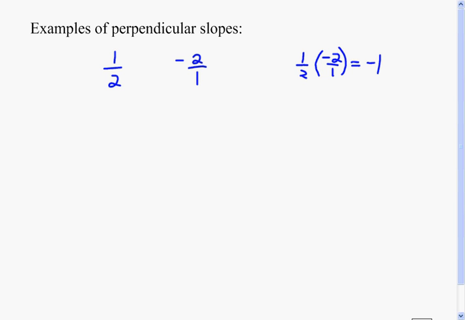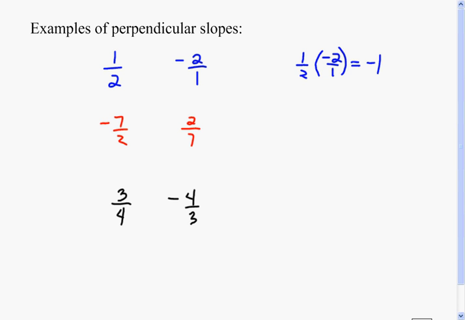Another set. If our original slope was -7/2, our perpendicular slope would be, yes, a +2/7. And if our original line had a slope of +3/4, the perpendicular slope would have to be a -4/3.